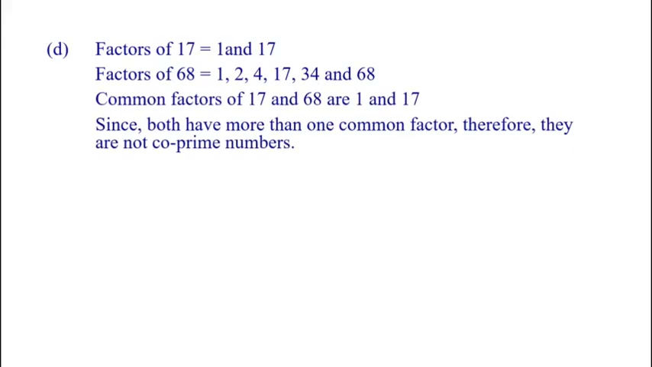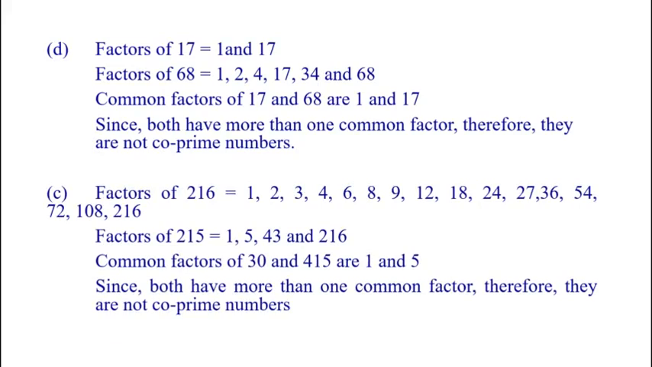Next numbers are 17 and 68. So, factors of 17 are 1 and 17. Factors of 68 are 1, 2, 4, 17, 34 and 68. So, common factors of 17 and 68 are 1 and 17. Since both have more than one common factor, therefore they are not co-prime numbers.